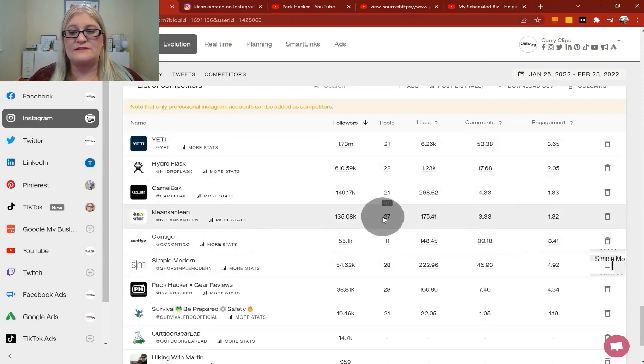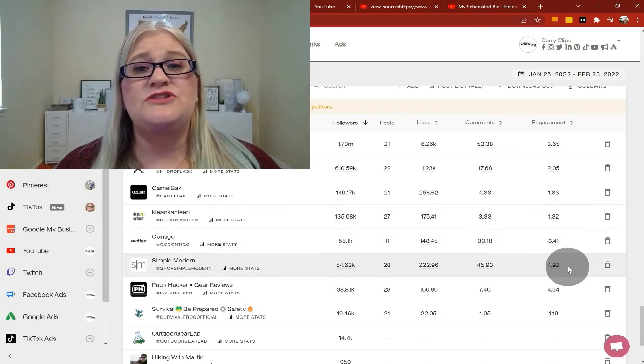Now Clean Canteen was at 27. They had a 1.3 engagement, which is lower than the others. But it does make you kind of wonder, is the reason they're getting more engagement because they have more posts? So just keep that in mind. And if you see a trend like that, just try and think about what could cause that and then think through what it means for your brand.